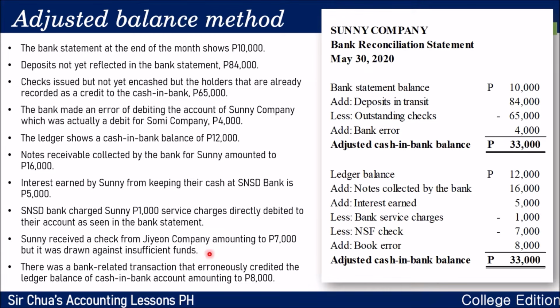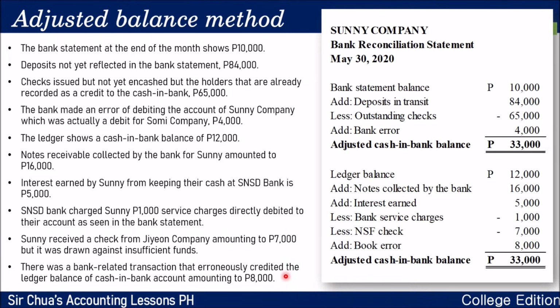Then, Sunny received a check from Gian Company amounting to 7,000 but it was drawn against insufficient funds. So, si Gian Company daw po nagbayad kay Sunny ng cheque worth 7,000. When Sunny presented it for payment, it was drawn against insufficient funds. Wala silang napala. Okay? So, ibabawas po natin siya as NSF check, 7,000.